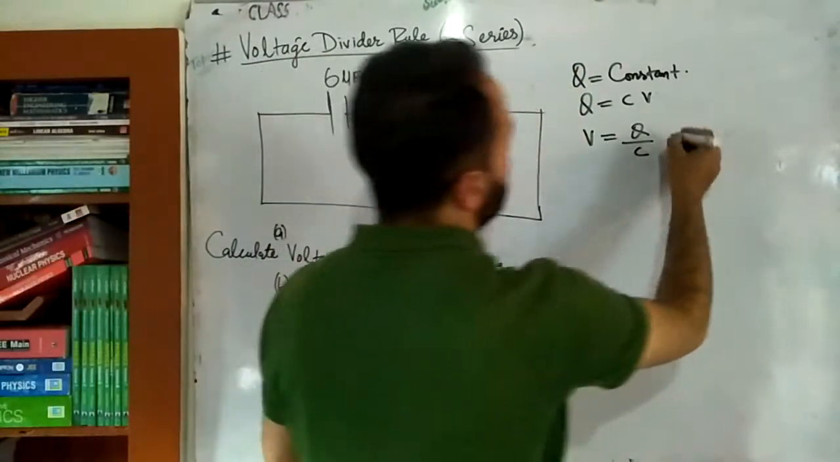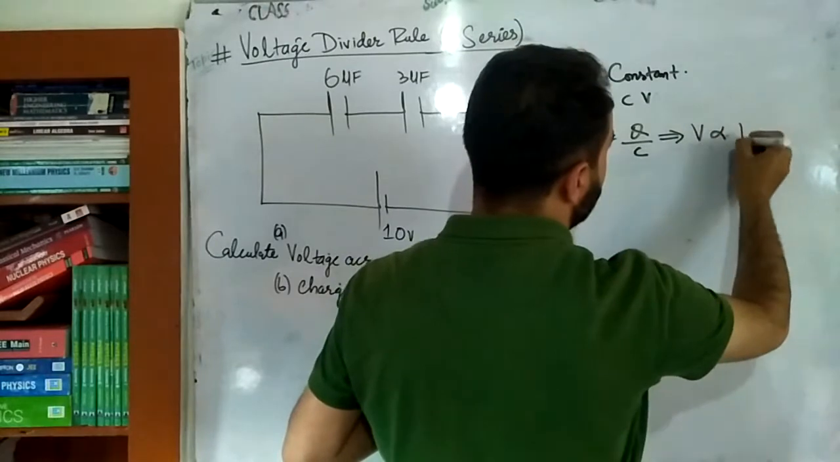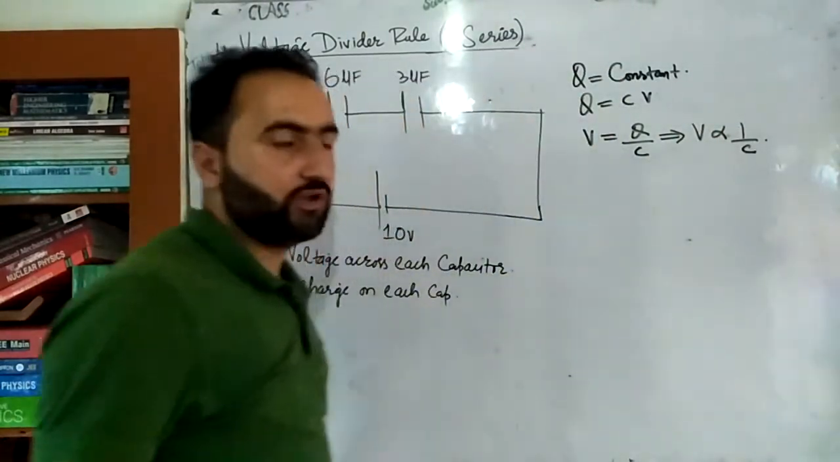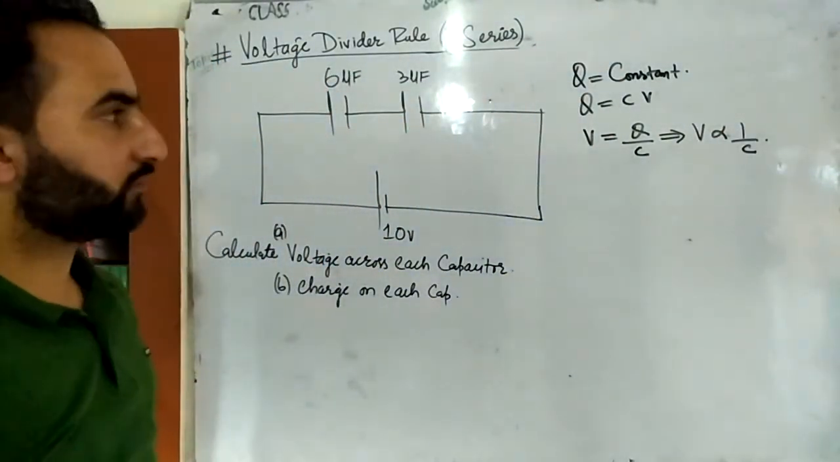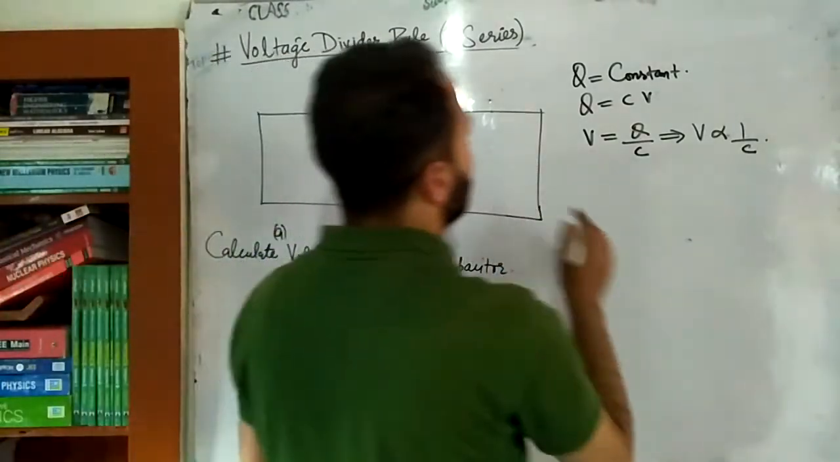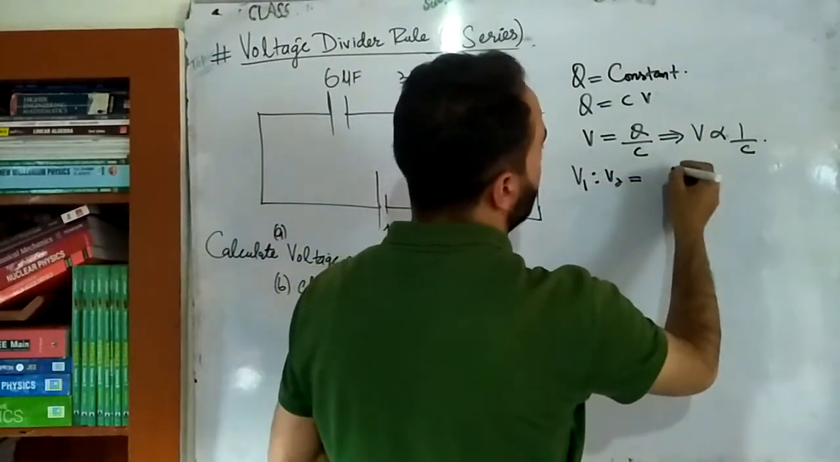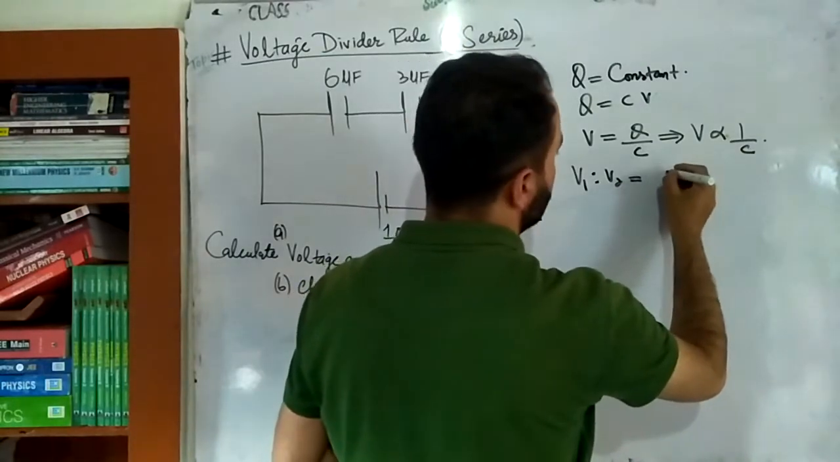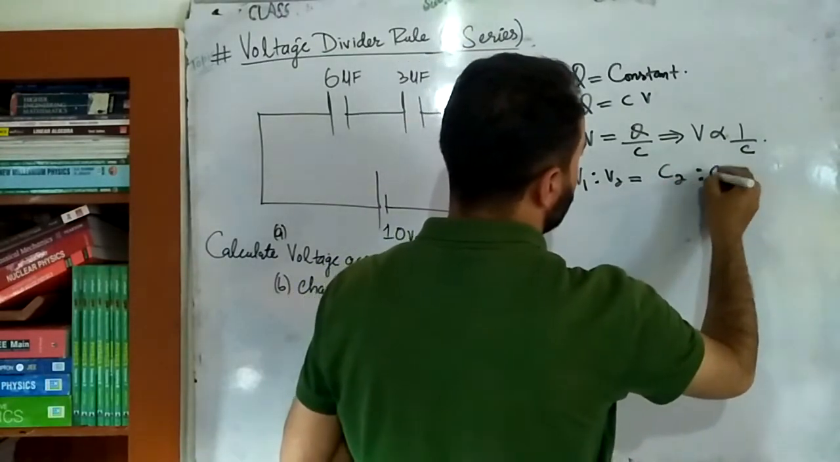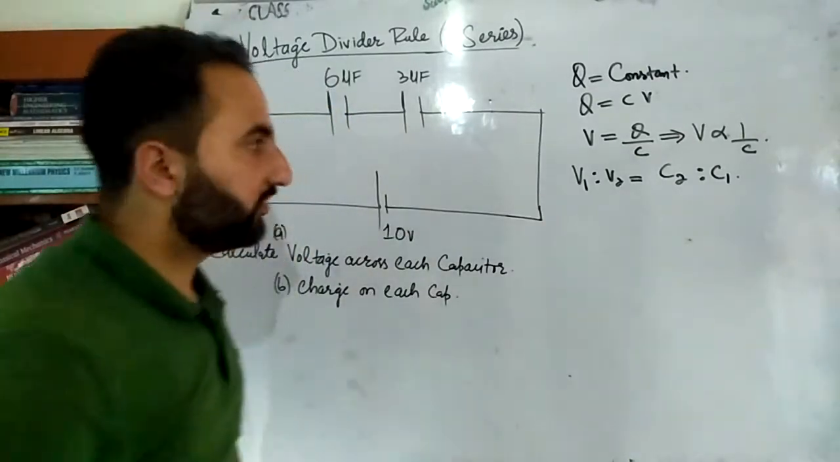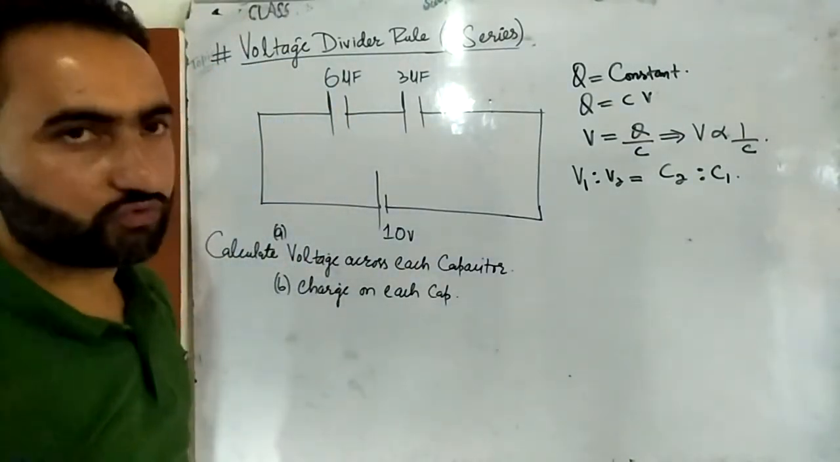Now this Q is constant. This in turn implies that V is inversely proportional to capacitance. Did you understand this? V is inversely proportional to capacitance. Then what I can write is that V1 is to V2 will be equal to C2 is to C1. So inversely proportional, V1 is to V2 will be equal to C2 is to C1.